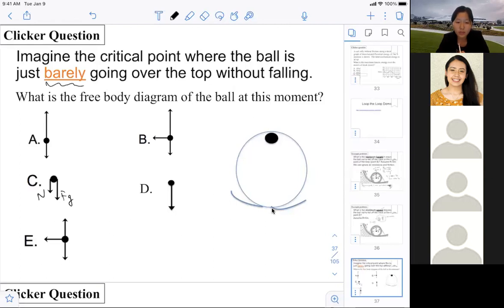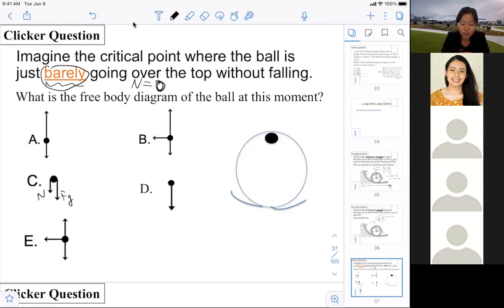And now, what is different? Is the question slightly changed? The question right now is not asking about a normal situation when you did make it over, it is asking about a critical point where you're barely making it over. So what happens to the normal force when you're barely making it over? Normal force is essentially zero. Because if you have a normal force, you're totally making it over. This is just scraping, touching the surface, but not even pushing up at all, just touching the surface and going down. So normal force is zero.